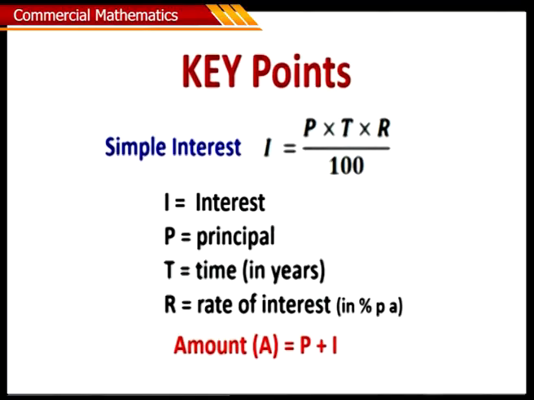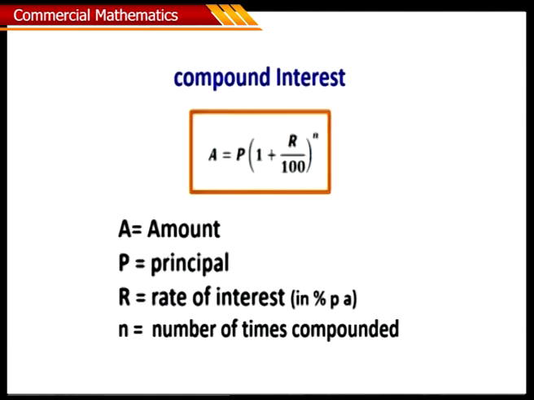Now, what are the key points in this? First, whenever we talk about simple interest, we know that the formula is I = PTR/100. While coming to compound interest, the formula is A = P(1 + R/100)^n. Then, what is the basic difference between simple interest and compound interest? In simple interest, the principal amount remains the same.